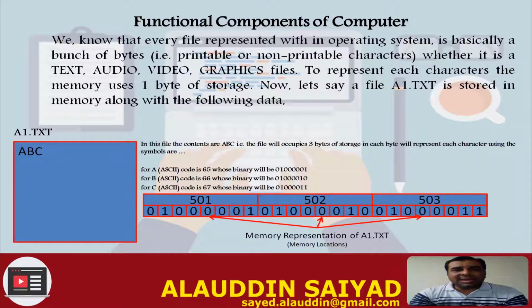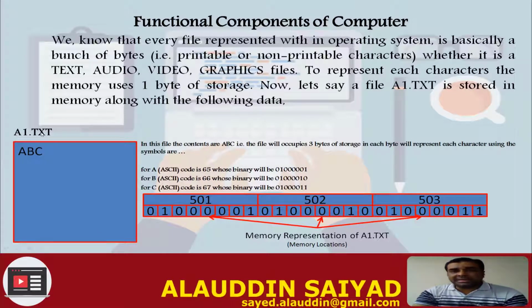We know that every file represented in an operating system is basically a bunch of bytes. So whatever file we are storing in the computer is basically a collection of characters, or a bunch of bytes. That means printable or non-printable characters. Whether it is a text, audio, video or graphic file, it contains characters only. To represent each character in memory, either 1 byte or 2 bytes are used depending upon the architecture. If it uses 1 byte, then let's understand one example of a1.txt, how it is being stored.